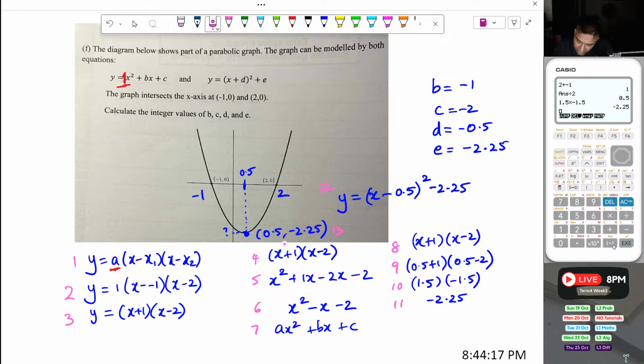Line 4 to 5, I did this. I went x times x is x squared, x times -2 is -2x. So I did the FOIL method for line 4 to line 5. So we found D because we wrote it in vertex form here. And when we write it in vertex form, this is D and this is the E value.